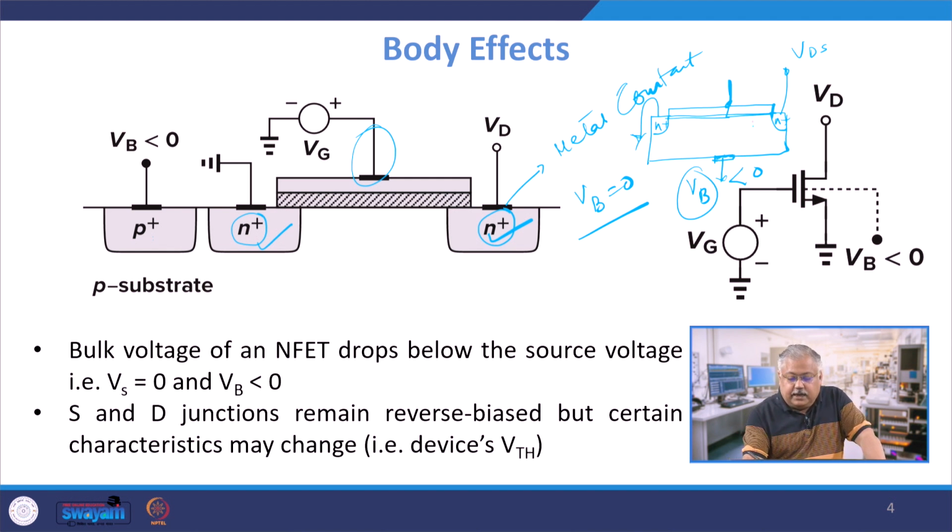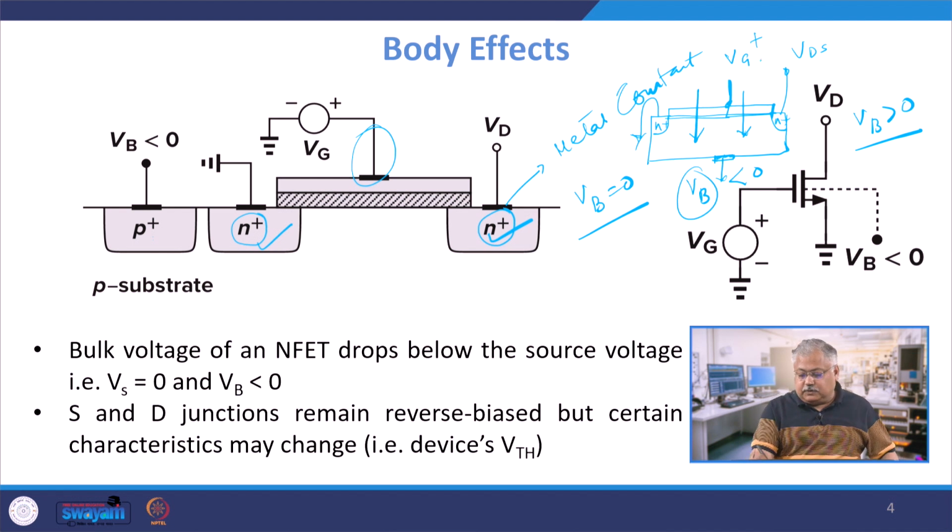If it is grounded, then if I apply a gate bias here which is positive, the electric field will be from this direction to this direction. I hope you understand this point. Now let me give a positive bias, make it VB greater than 0. Then what will happen? Let us suppose this is 5 volts, and let us suppose VB was initially 0, now it is 3 volts. So the difference between the two will be 5 minus 3, which is 2 volts, and therefore the electric field will reduce.